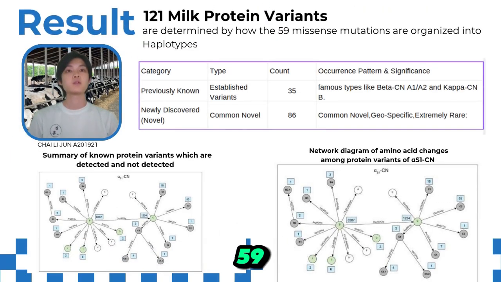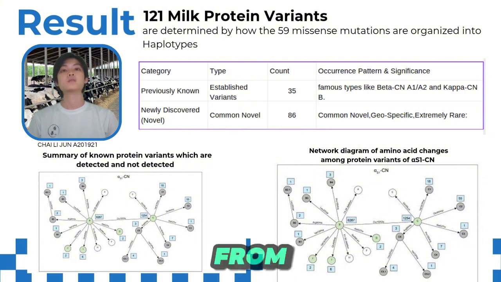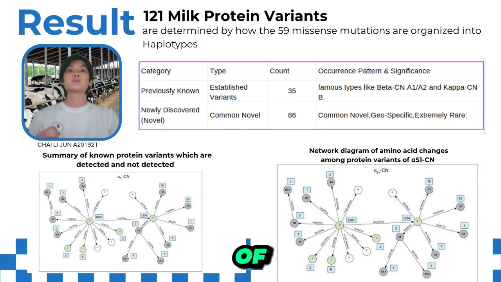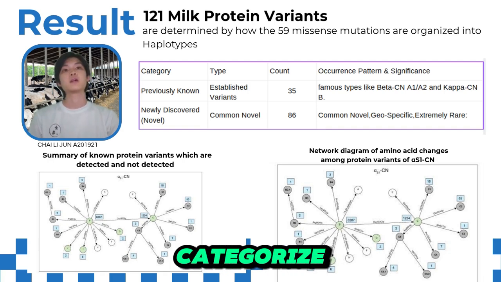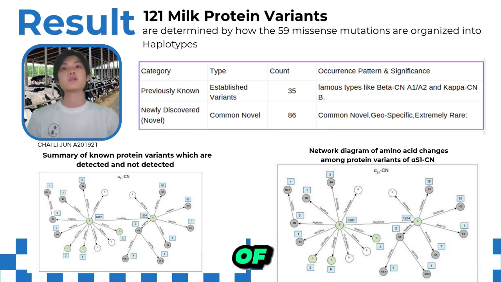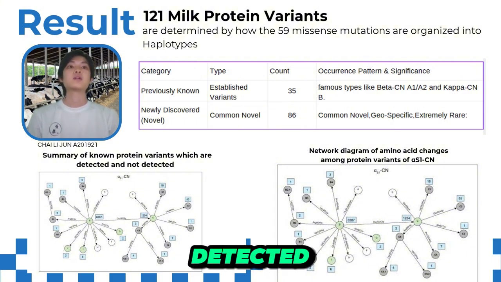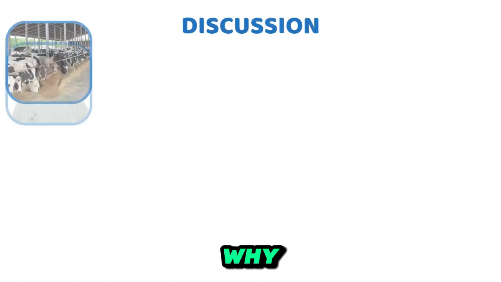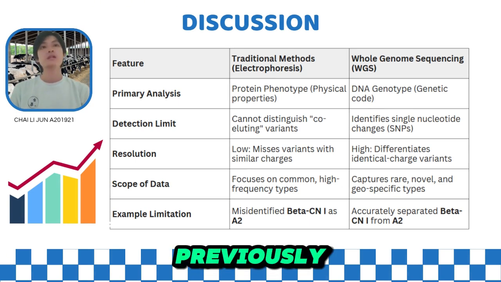By organizing these 59 mutations into haplotypes, we expanded the known library from 35 established variants to 121 unique proteins. Among them, 35 protein variants are previously known, including famous ones like beta-casein A1 or A2, and also 86 newly discovered protein variants, categorized into common, novel, geo-specific, and extremely rare. And here is the summary of the known proteins which are detected and not detected. The known variants which are detected in the study are shown in green color, known variants not detected in this study are shown in white color, and novel variants described for the first time in this study are shown in gray color. Why were these 86 variants previously undetected?